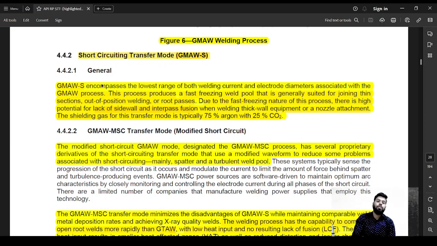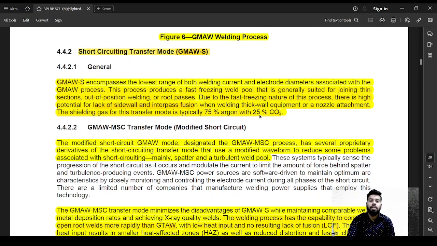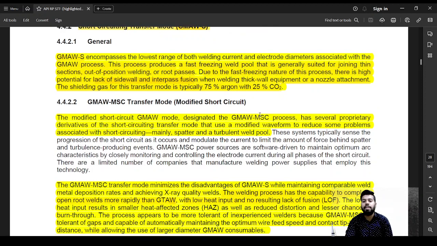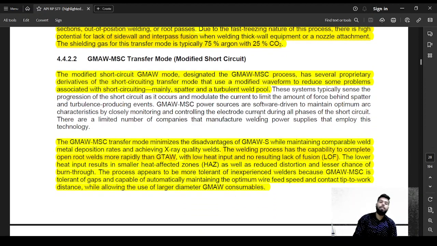GMAW-S, that is short circuiting, encompasses the lowest range of both welding current and electrode diameter associated with the GMAW process. This process produces a fast freezing weld pool that is generally suited for joining thin sections, out of position welding, or root passes. Due to the fast freezing nature of this process, there is a high potential for lack of sidewall and interpass fusion when welding thick wall equipment and nozzle attachments. The shielding gas for this transfer mode is typically 75% argon and 25% CO2. So we are not going to use the short circuiting method very much, unless it is a very thin metal.